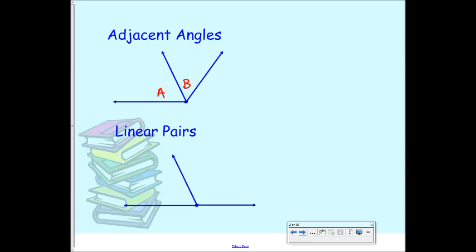So does it look like these are also adjacent? Like angle 1, angle 2, are these also adjacent? Yes, but they also make a what? A line, which means they are also a linear pair. Linear pair is a pair of angles. Pair means 2 angles that make a straight line. Okay, so this is a linear pair. Linear pairs are also always adjacent. And again, adjacent means what? Right next to.